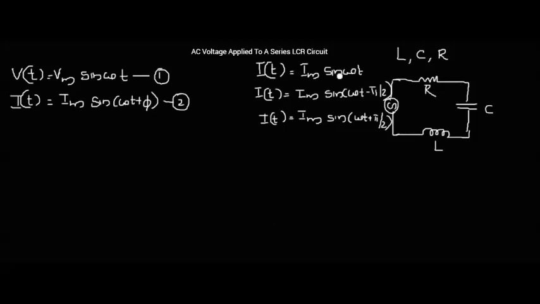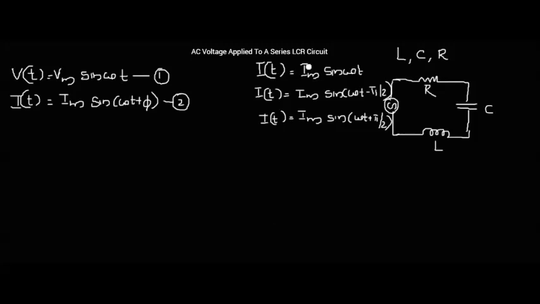Right. In the case of a pure resistive circuit, there is no phase term, and in the case of an inductive circuit, you can find along with omega t minus pi by 2, and in the case of a capacitive circuit, the phase is plus pi by 2.